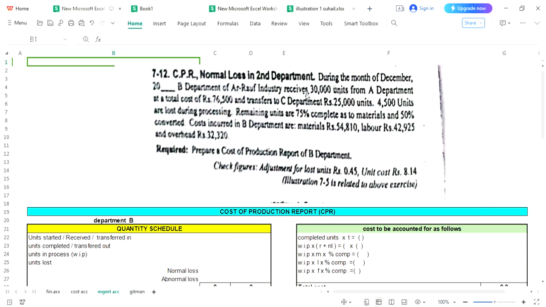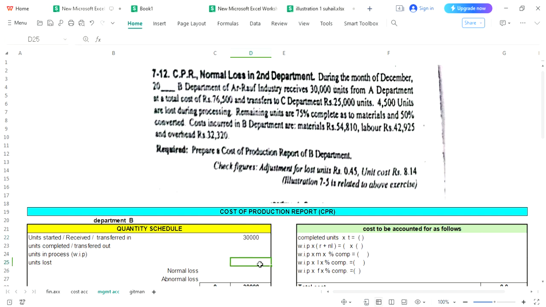Our Rauf industry receives 30,000 units. When it is department B, you can see over here we have written three different words: started, received, and transferred. If it is department A, that department will start its production. But if it is department B, it would receive, or get, units transferred in from the previous department. So we are doing department B. It means we will be receiving units. That is why you can see over here we have received units of 30,000. So put over here 30,000 are the units which we have received.